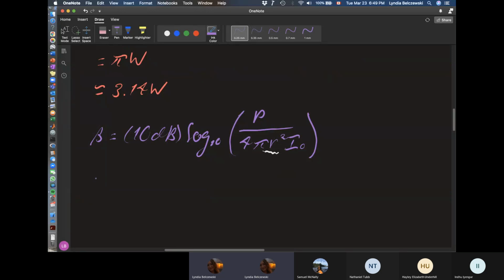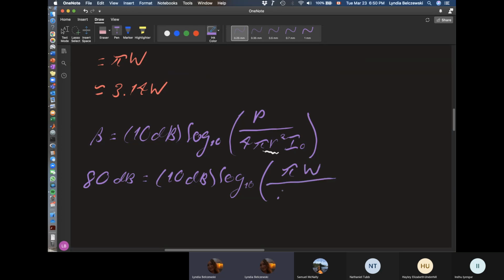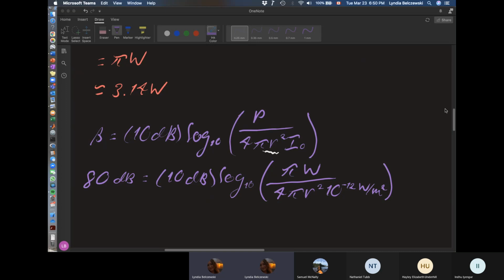Okay, I'm going to do this one a bit differently and plug numbers in as we go and see if that goes any smoother this time. So we want the intensity level to be 80 decibels, which is just easier on the ears. The power we found was, might as well leave it as pi watts so we can cancel out with the pi in the denominator. We'll have 4 pi r squared, which we're looking for, times I naught, which is 10 to the minus 12 watts per meter squared. Pardon my squished and messy writing.